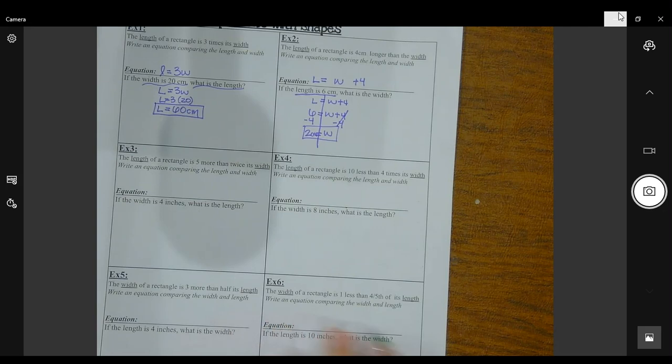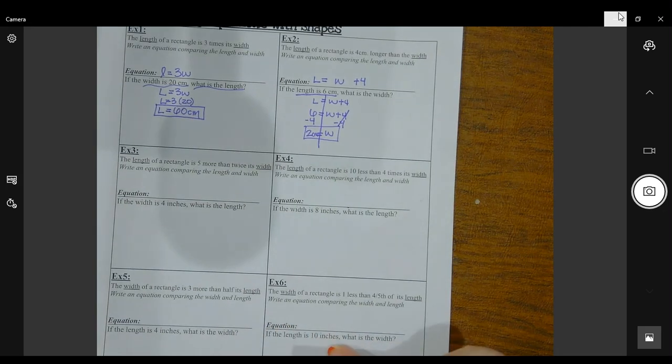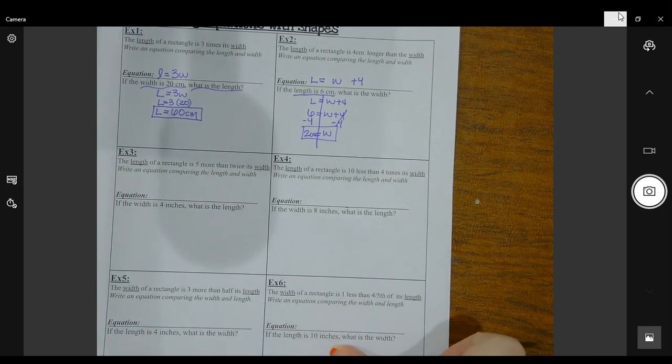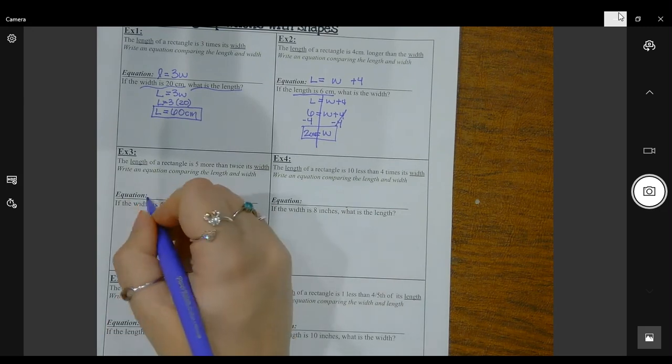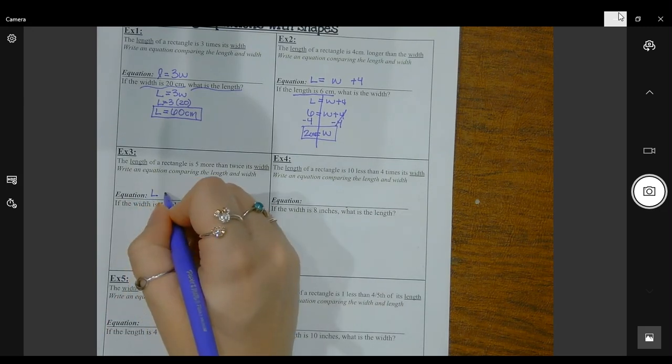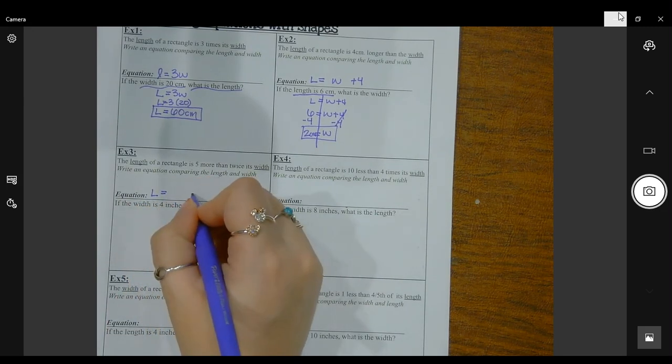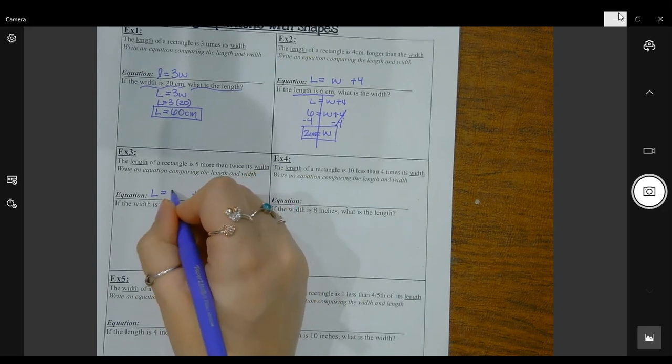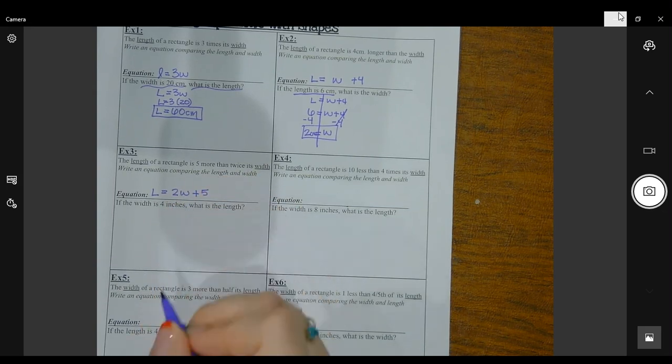Okay, hopefully you got that right. Okay, if not, you can redeem yourself. Okay, let's try number 3. Number 3 says the length of a rectangle is 5 more than twice its width.